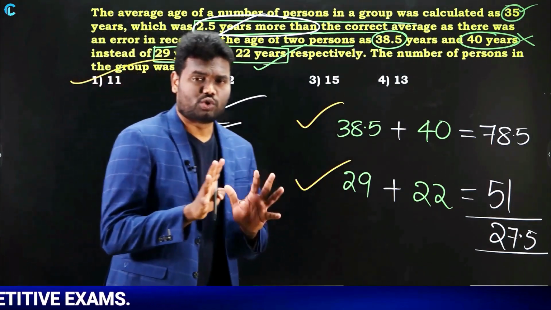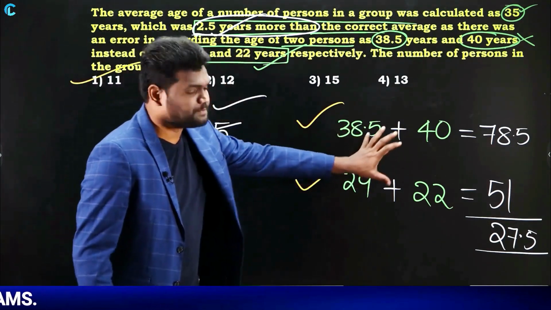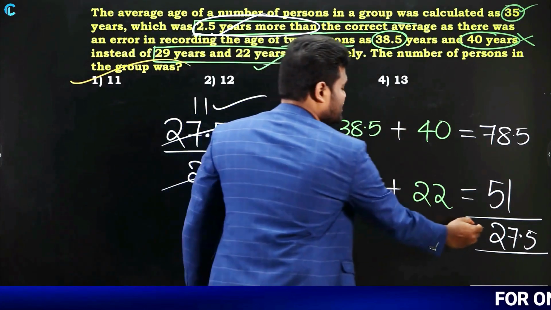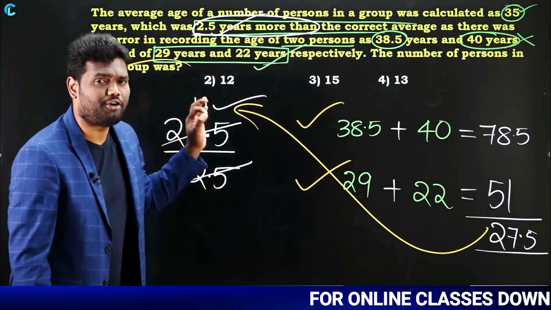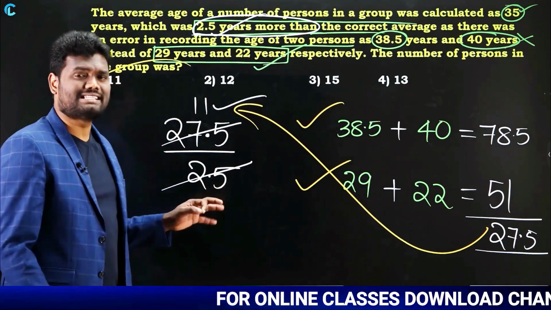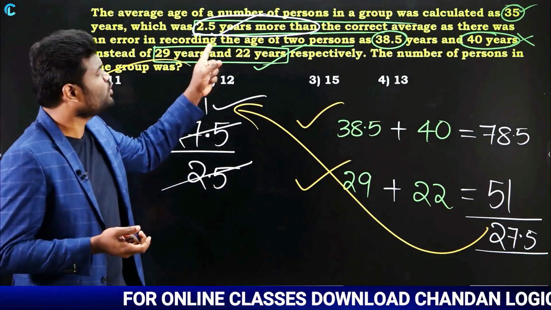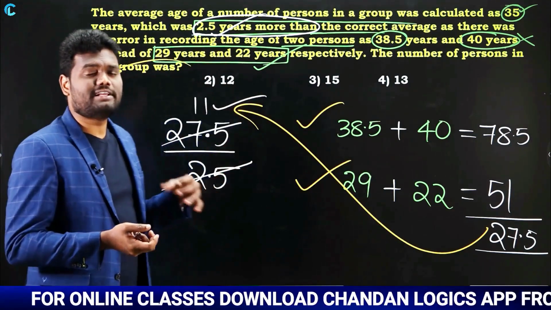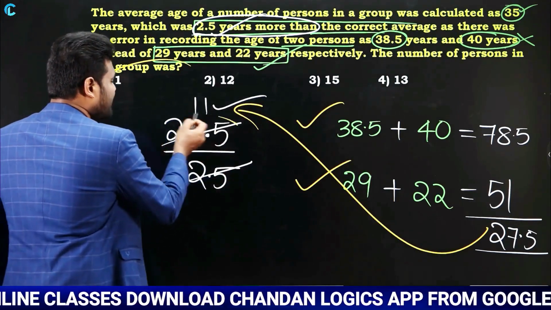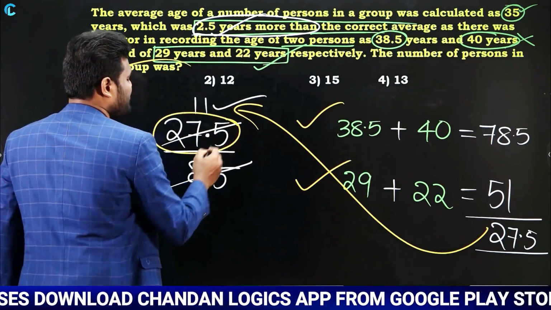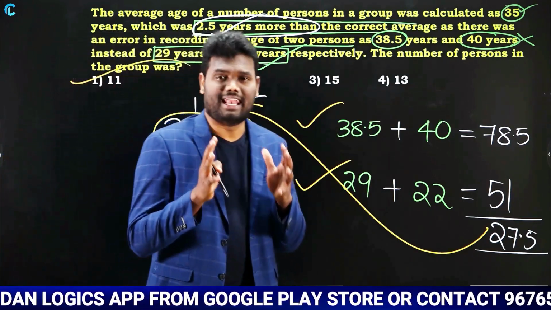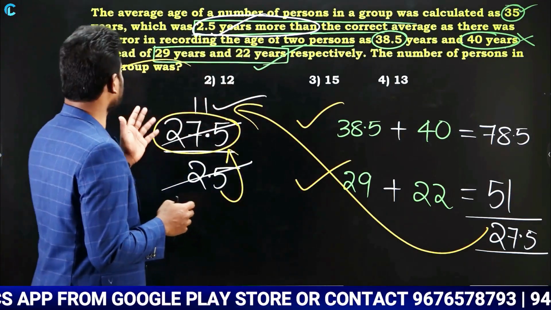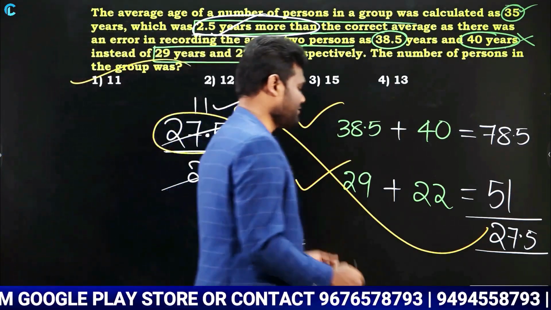Just a simple question. What you need to do is take the difference, 27.5. We know that due to this 27.5 difference, the average increased by 2.5 times. As the average increased by 2.5 times, the difference is 27.5 divided by 2.5. When you calculate this, it is going to be 11, which means the total number of persons in the group is 11 persons.